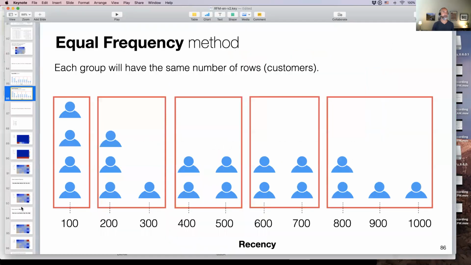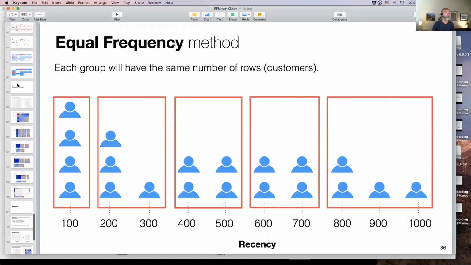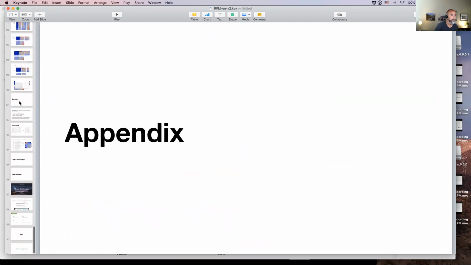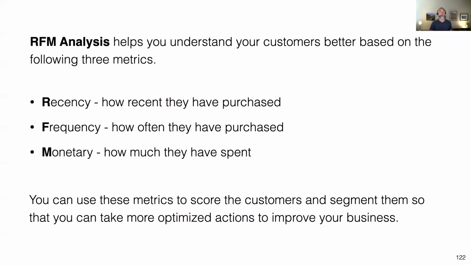Let me just summarize what we have done today. The RFM analysis helps you understand your customers better based on the following 3 metrics. Recency is how recently they have purchased, frequency is how often they have purchased, and monetary is how much they have spent. You can use these metrics to score the customers and segment them so that you can take more appropriate or more optimized actions. And also you can understand the health of your business.